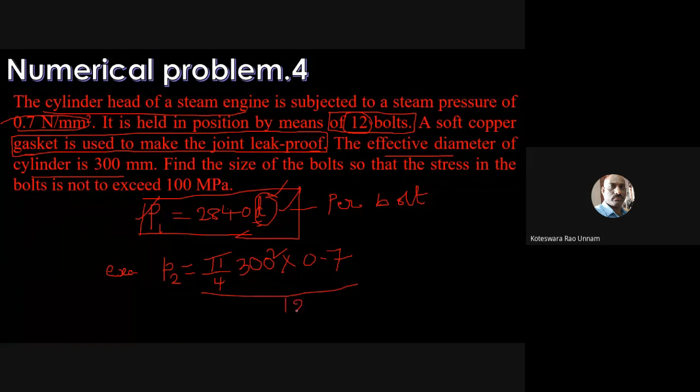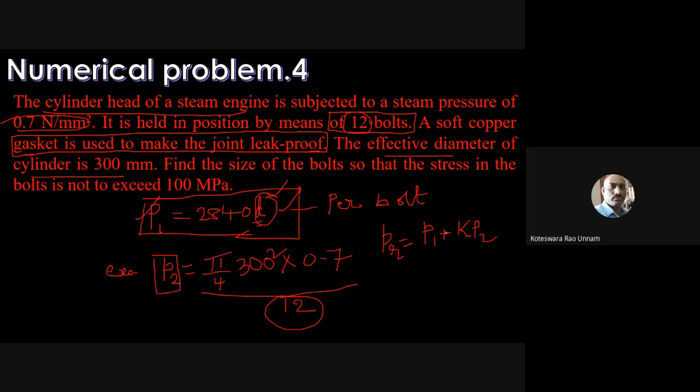it per bolt. So therefore, what you have to do is you need to divide this by 12, so that you will get the external load on each bolt, which is nothing but the total load due to this steam pressure divided by the number of bolts, which are 12. So once you get this, then use your formula for PR. That is, the resultant load is nothing but P1 plus K times P2. The resultant load formula is PR is equal to P1 plus K P2.